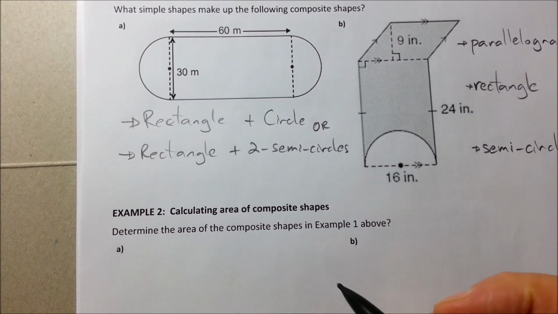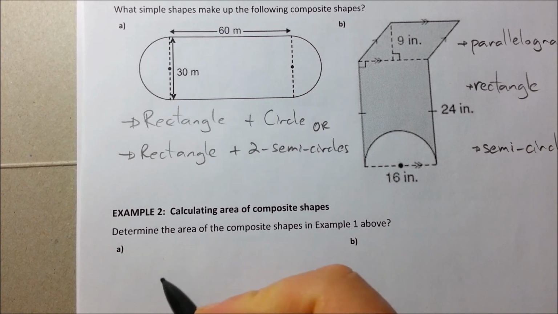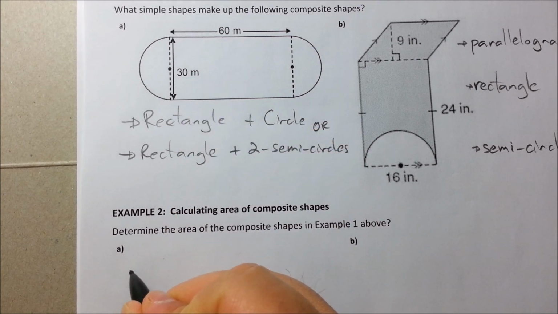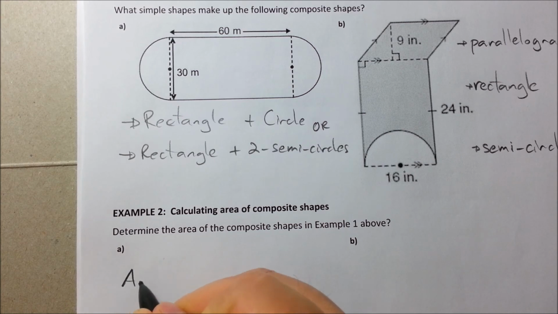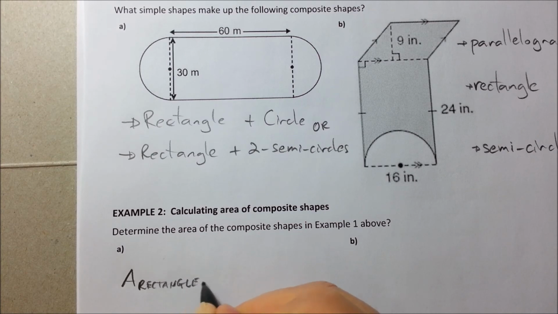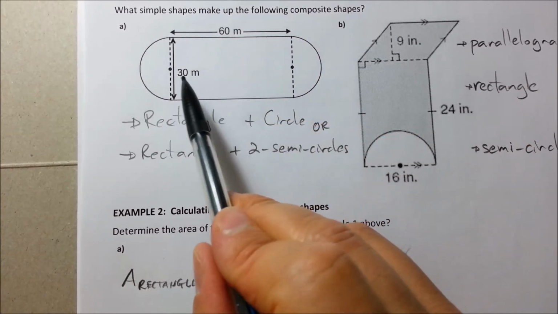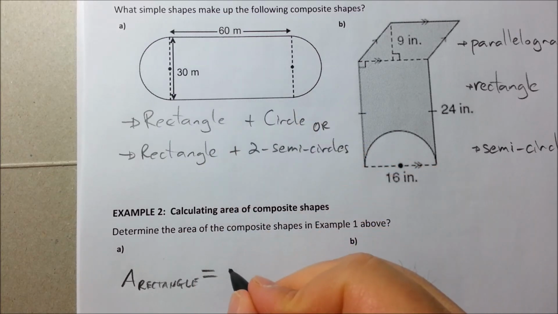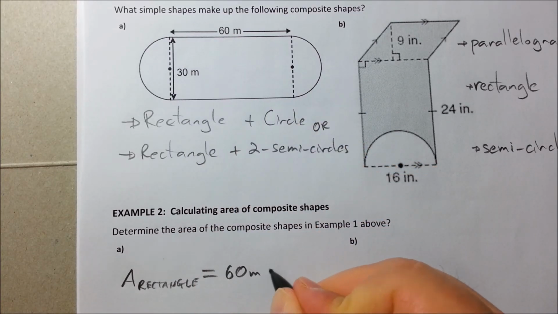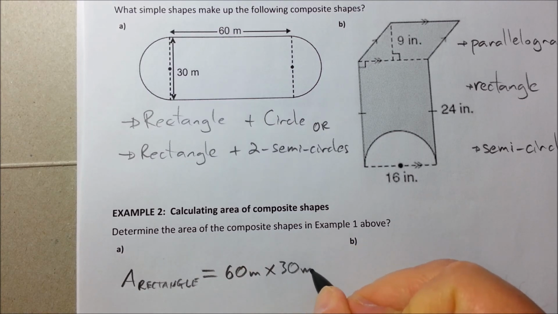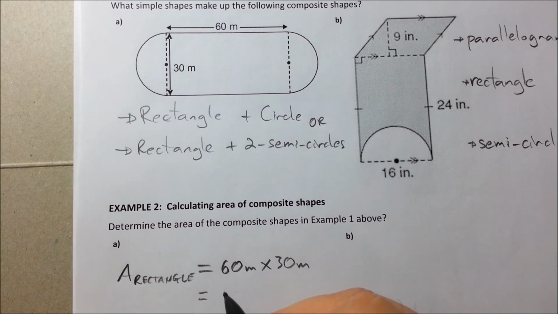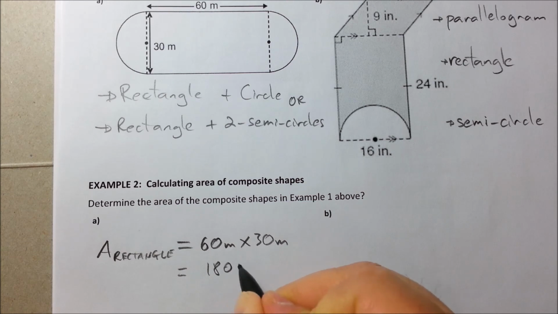So first we have the rectangle. Let's find the area of the rectangle. What's the area of the rectangle? Well, length times width. What's the length of this? The length would be 60 meters times, what's the width of that? 30 meters. Okay, and then 60 meters times 30 meters, you punch it in your calculator, and you end up with 1800 meters squared. Don't forget to put the square.